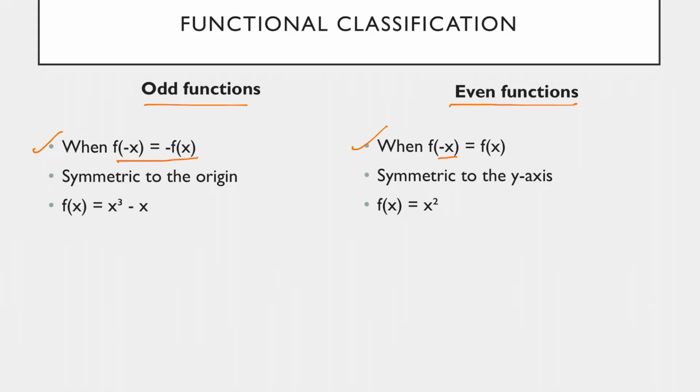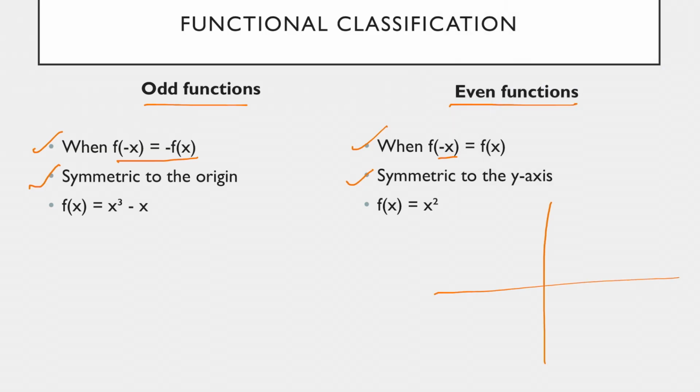An odd function is symmetric to the origin, and an even function is symmetric to the y-axis. Now, most of you would understand what symmetric to the y-axis means. If I have a graph like this, I'll take another color.